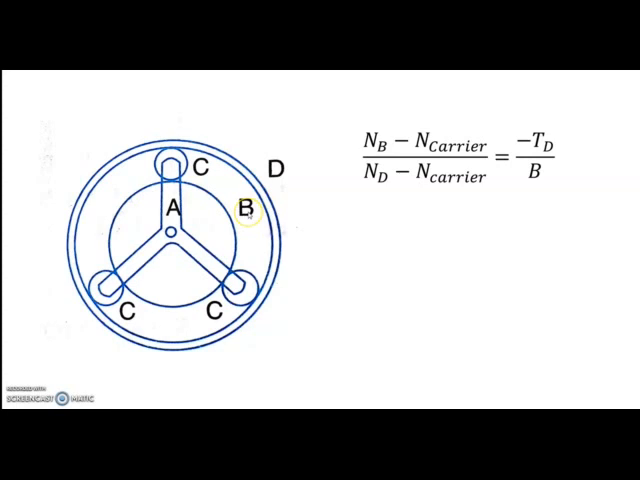Here, as B and C are directly meshing and C is meshing directly with D, we can skip gear C and write the relation of gear B and D directly. That is a major advantage of the algebraic method. Like I have written here, (NB minus N carrier) divided by (ND minus N carrier) is equal to minus TD by TB. Carrier or arm is the same thing. Since it is carrying 3 planetary gears, that's why it is called carrier.